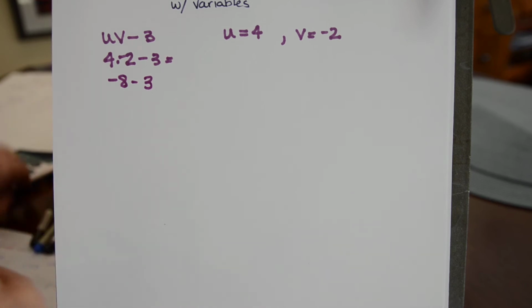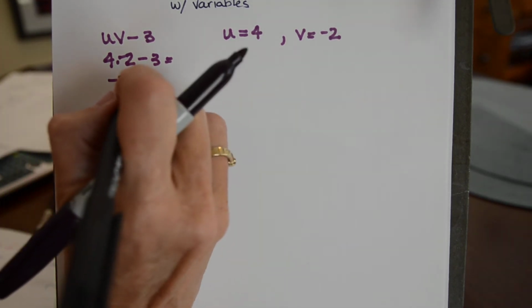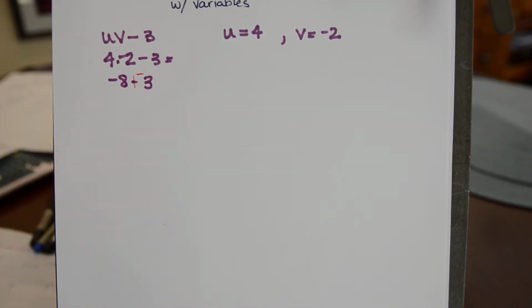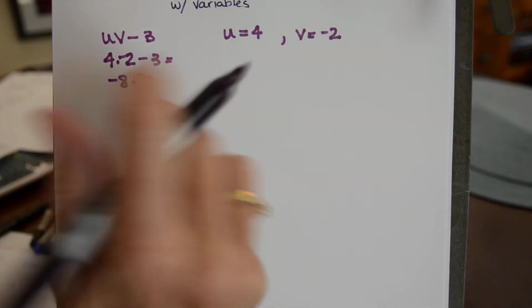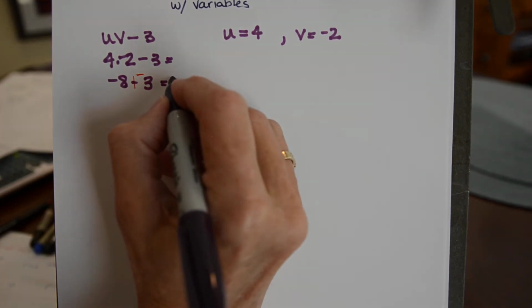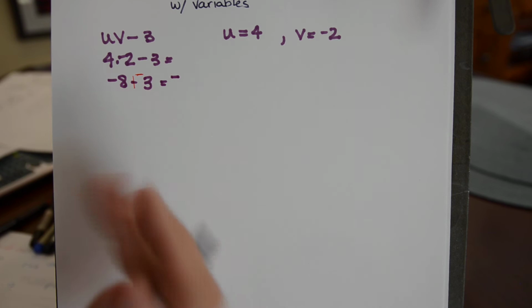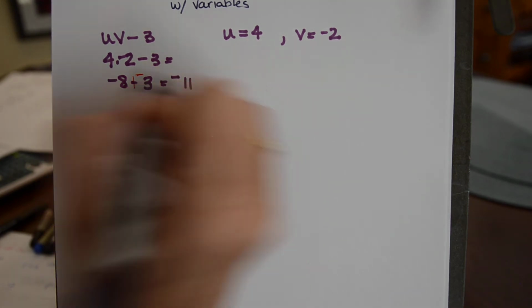Now here's an example of keep it, change it, change it. But now you can see I'm really adding two negative numbers together, so I'm getting a larger negative number, and the answer is -11.